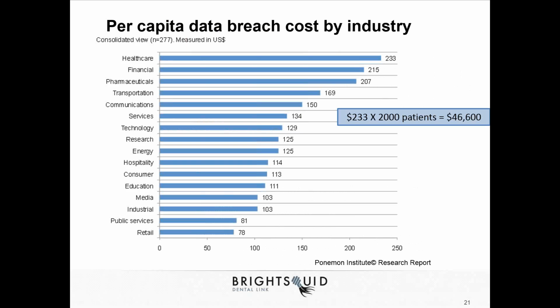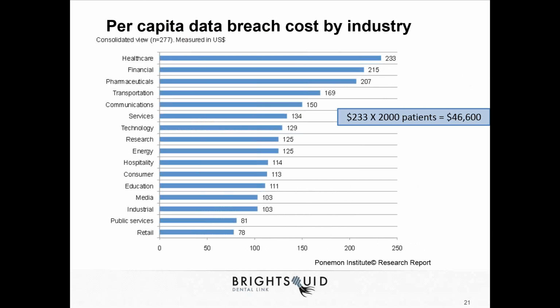As a final slide on this section, there's a great study done by the Ponemon Institute. It looked at the cost of data breach by industry. In healthcare, which is unfortunately high for all of us, it's $233 for the cost of every breach. I've just done a quick calculation: $233 times 2,000 patients is about $46,000. So the question is, what is that $233 made up of?